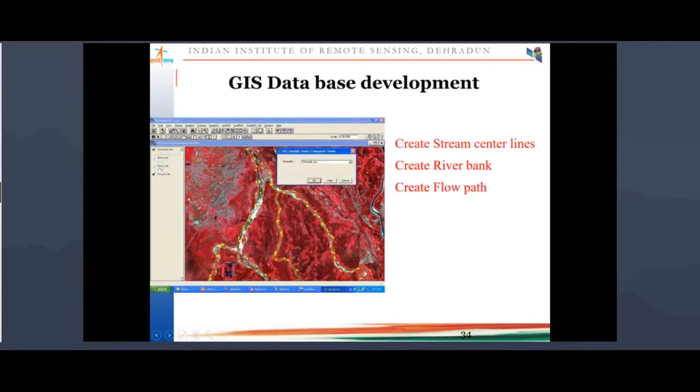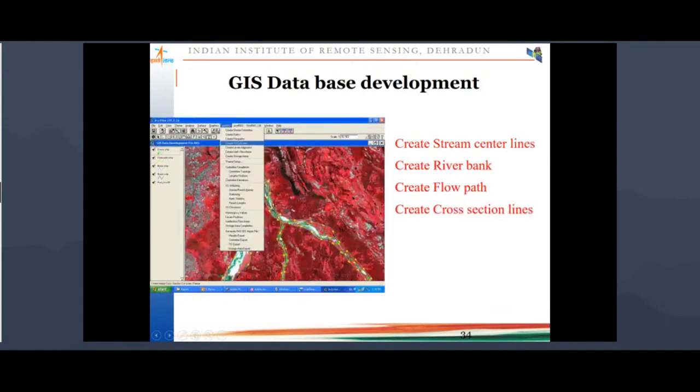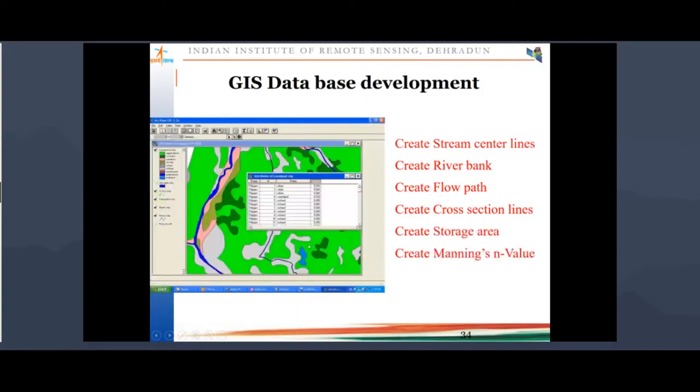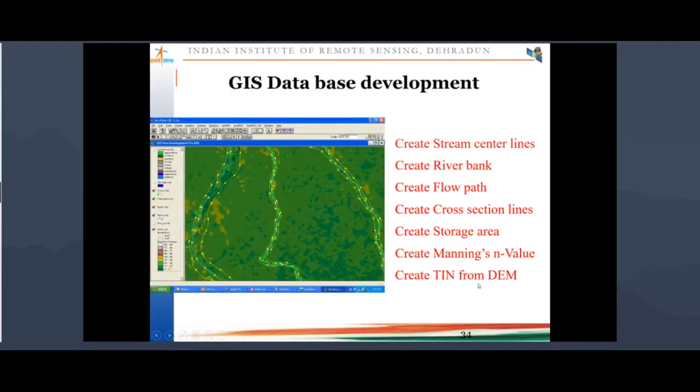For flow path, you can see the arrow. Then create cross-section lines. So cross-section lines are created. You can see here, if it is not visible, they are basically cut lines. Then create storage area. So all storage area and Manning coefficient are added as input into this software. Then the DEM is required.